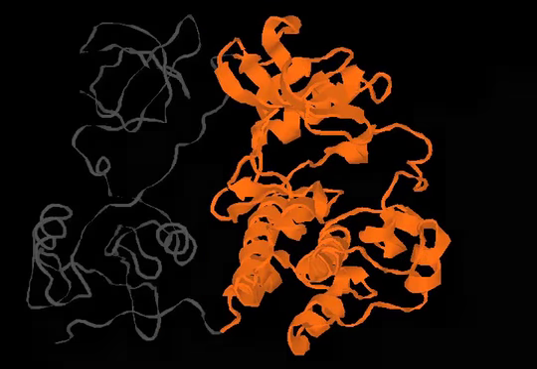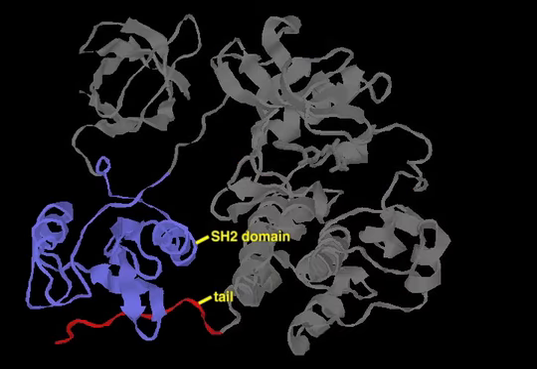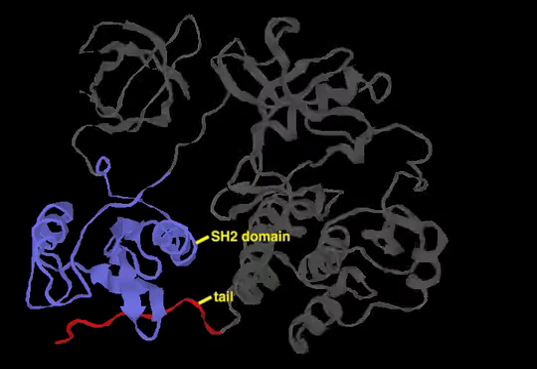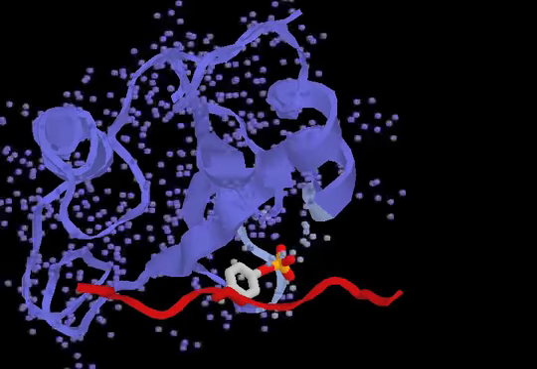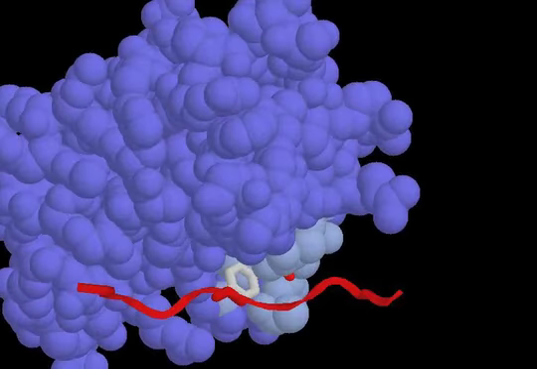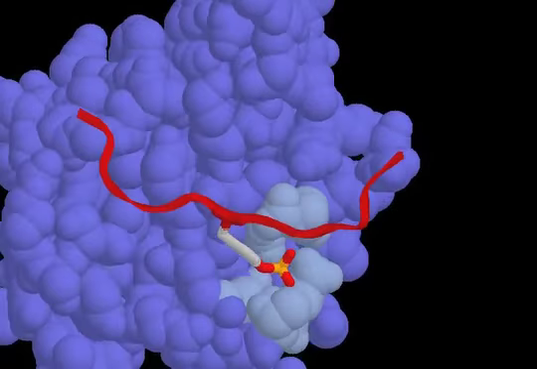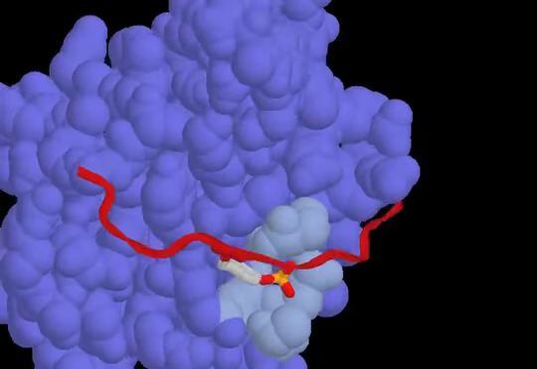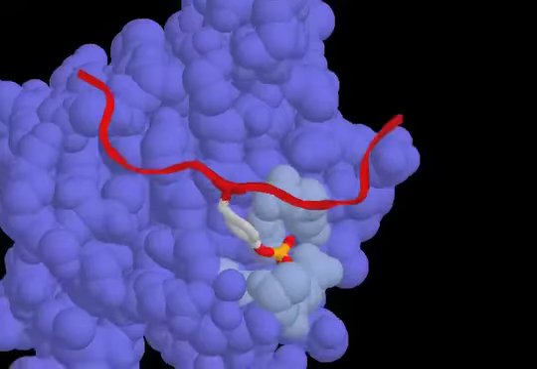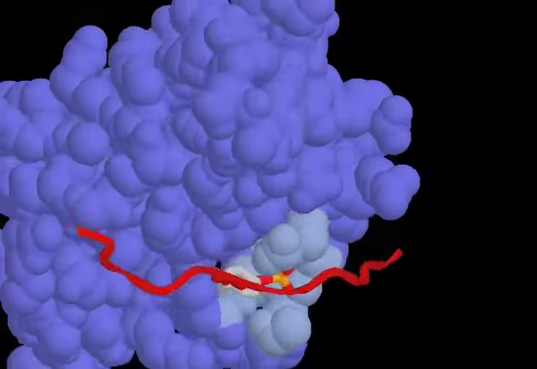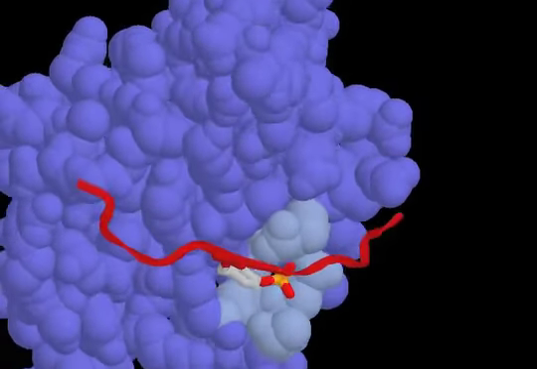Src is kept inactive by an interaction of its SH2 domain with the C-terminal tail peptide. A phosphorylated tyrosine on the C-terminal tail is buried in a deep binding pocket in the SH2 domain. To activate Src, this phosphate group is removed by specific phosphatases. Upon dephosphorylation of the tyrosine, the C-terminal tail is released from the SH2 domain.